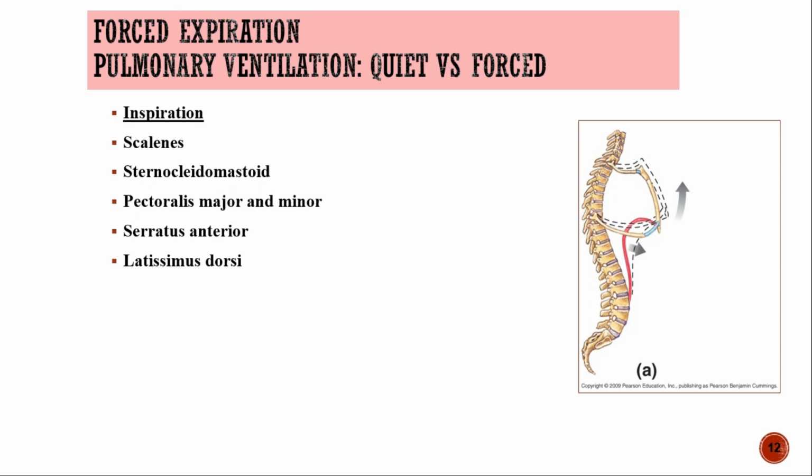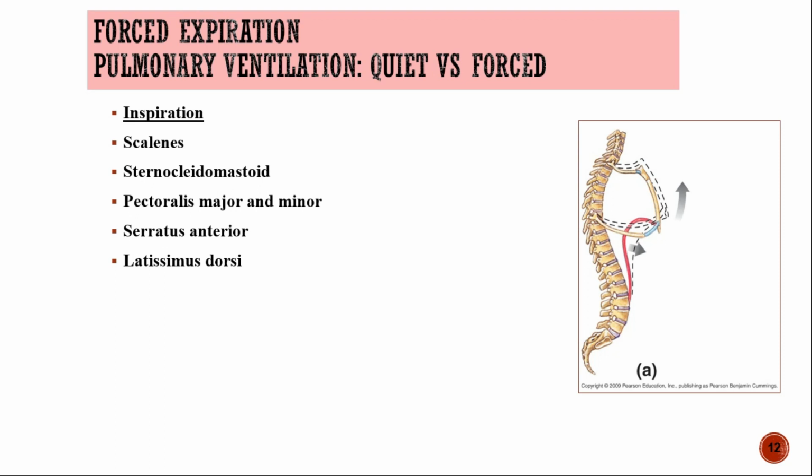First of all, the scalenes. They elevate the upper rib. Sternocleidomastoids elevate the sternum. Pectoralis major and minor both pull the ribs up and outwards. Serratus anterior elevates the ribs. And similarly, latissimus dorsi also elevates the lower ribs.